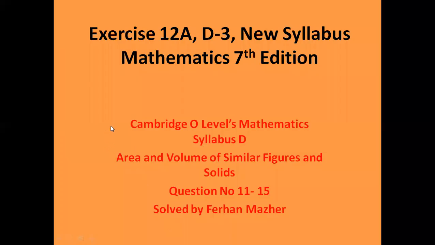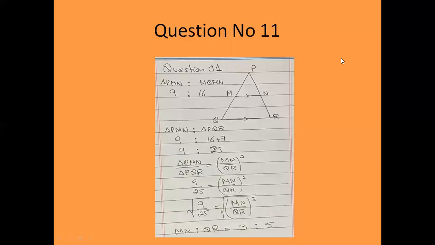So here we go. We are going to attempt question number 11. It is given that the ratio of the areas of triangle PMN and trapezium MQRN is 9:16. So this small triangle is 9, this trapezium is 16. So the big triangle will be 9 plus 16, 25. So here you can see the ratio of triangle PMN to triangle PQR will be 9 to 25, since 16 plus 9 is 25.